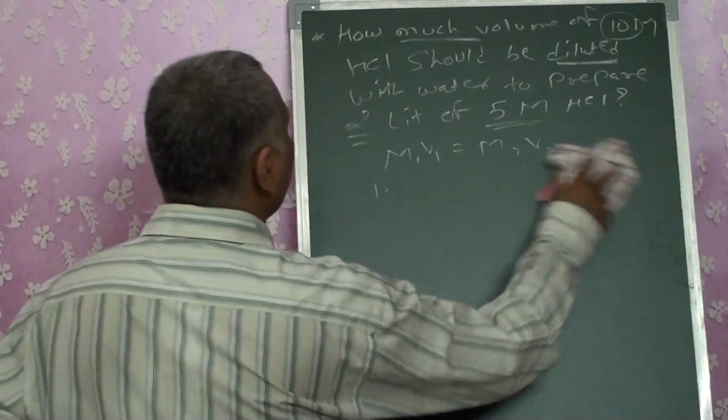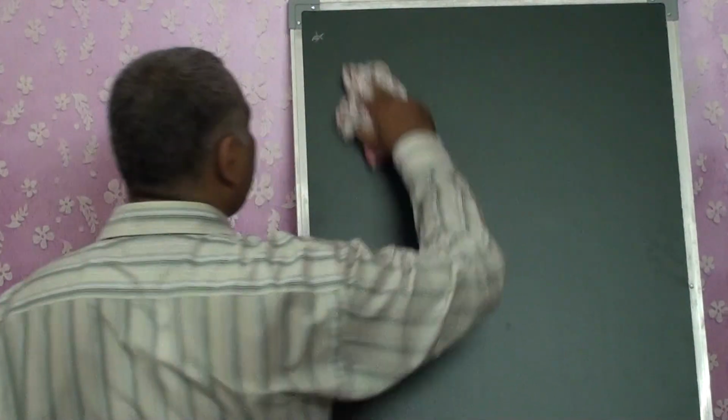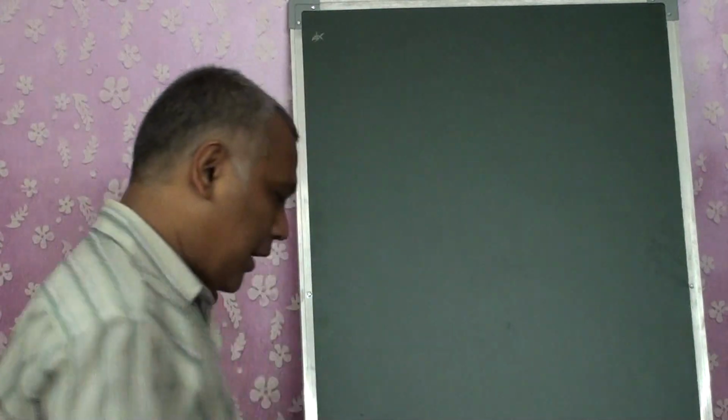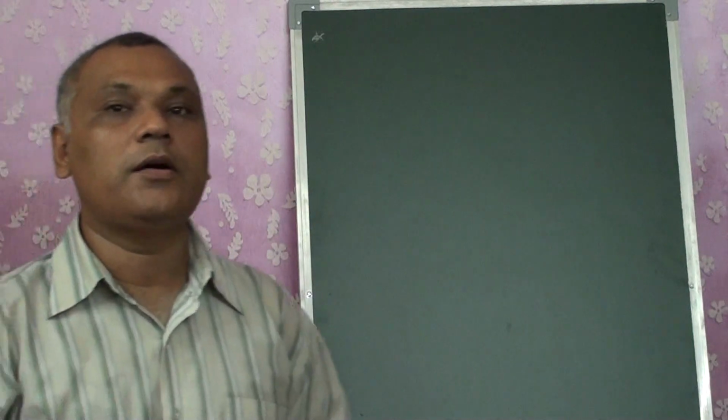Okay, let's go for another one. The third formula that we were having is for when solutions are mixed together, and what will be the molarity of the resulting solution. So we wrote it as the third formula, M1V1 plus M2V2 equals M3V3.